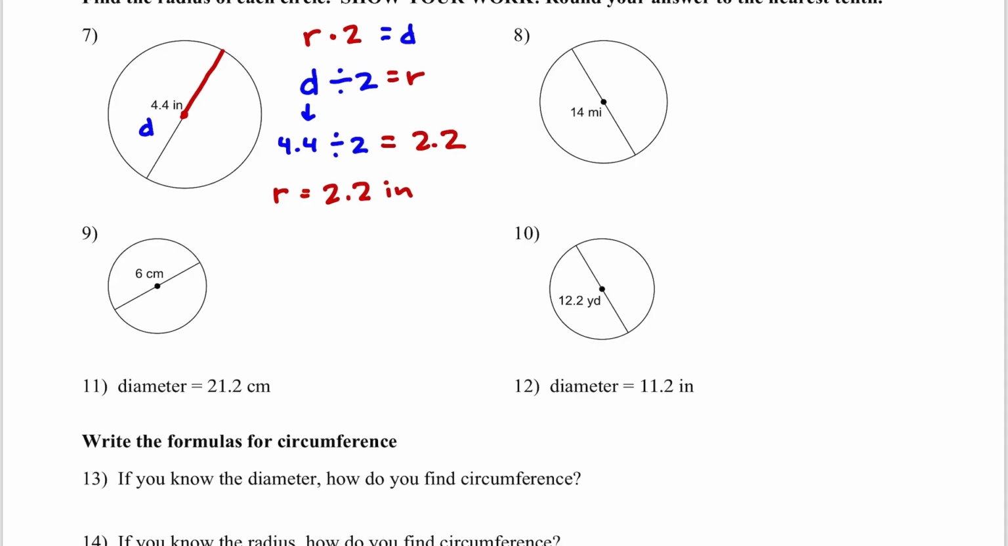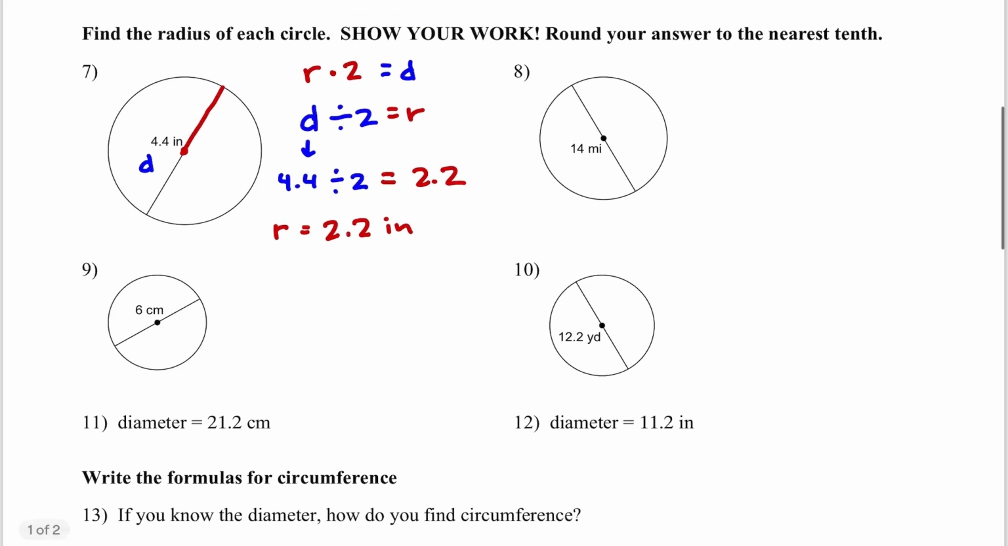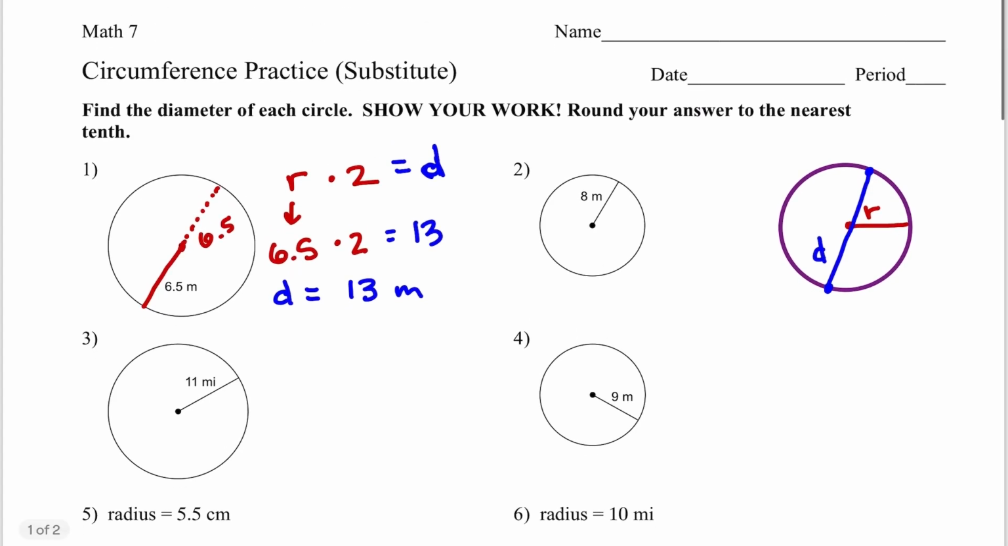For our next set of problems, we're going to take a look at 13 and 14, where it says we are writing formulas for circumference. Let's go back to our circle and review all the parts that we know so far. We've already reviewed radius, which is the measurement from center to the edge. We've reviewed diameter, which goes from edge through the center to the opposite edge.